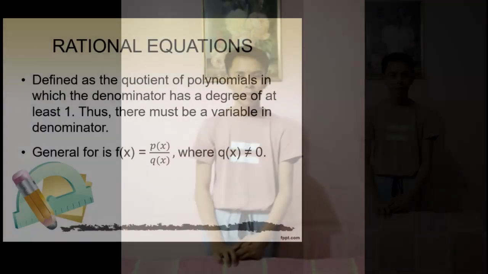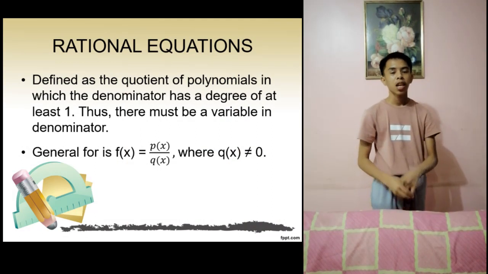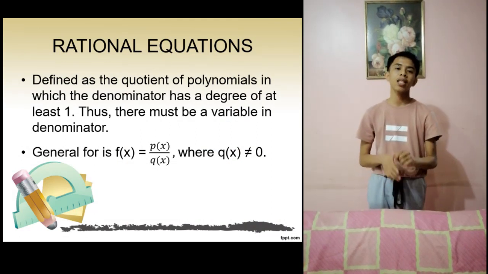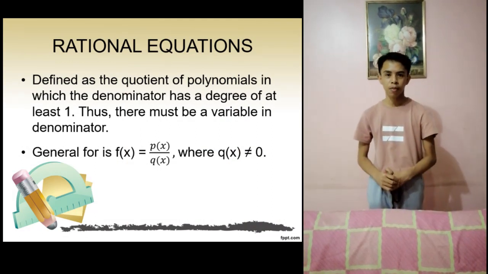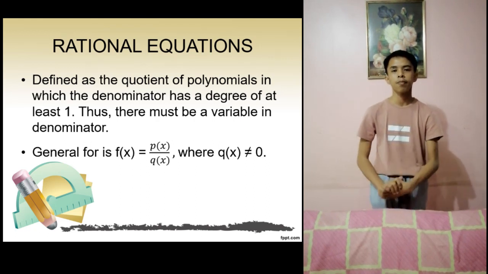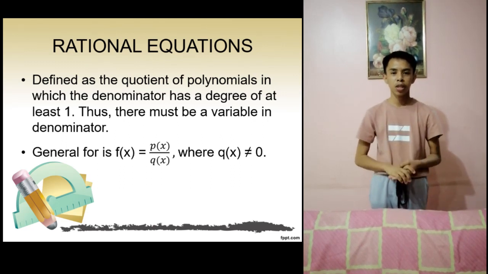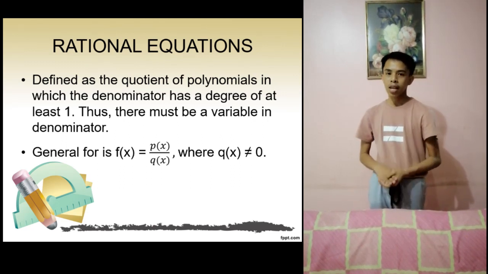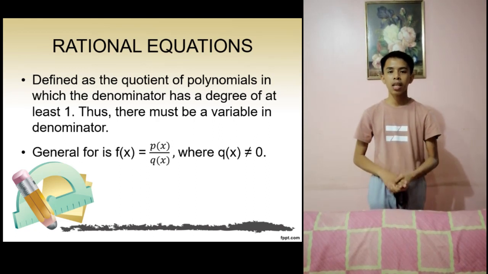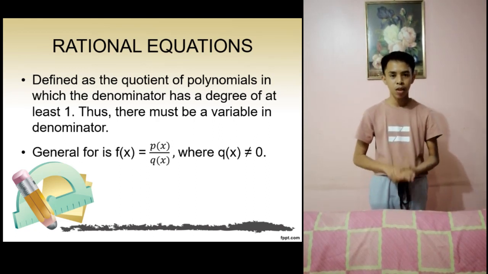The next one is rational equations. It is defined as the quotient of polynomials in which the denominator has a degree of at least 1. Thus, there must be a variable in the denominator. Note that the general form of rational equations is f of x is equals to p of x over q of x, where q of x should not be equal to 0.